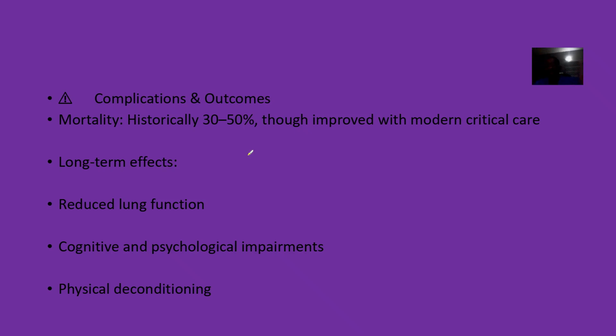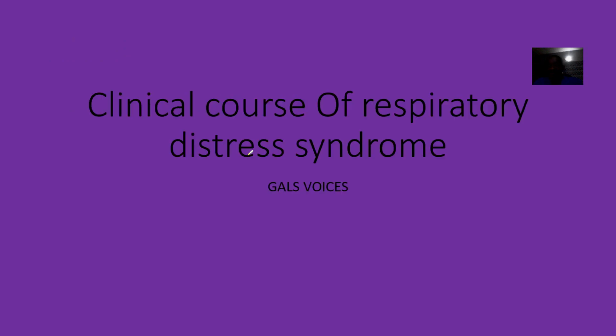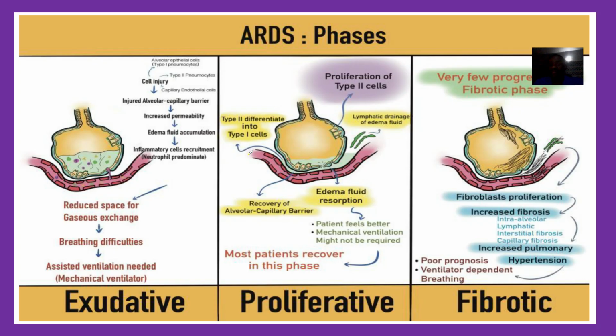So overall, the complications, there's improvement in managing respiratory distress syndrome because of how the healthcare system has actually improved. Okay, but overall, there's reduced lung function, cognitive and psychological impairment. Okay, but by and large, these are the phases of acute respiratory distress syndrome.